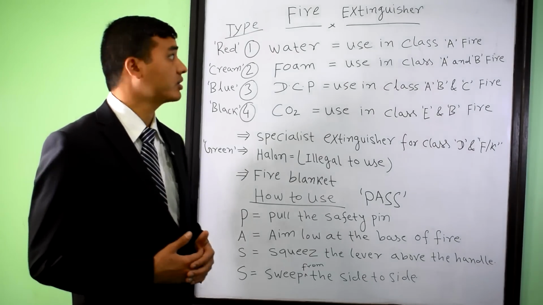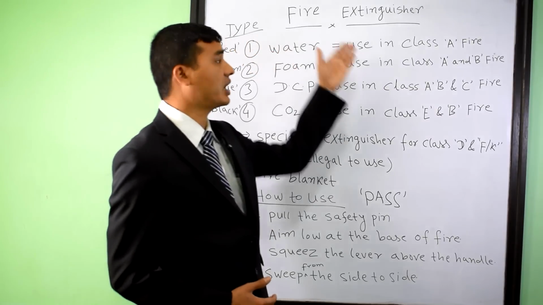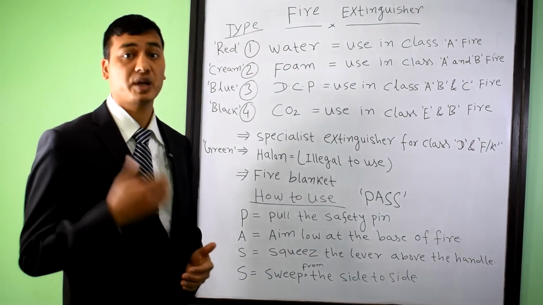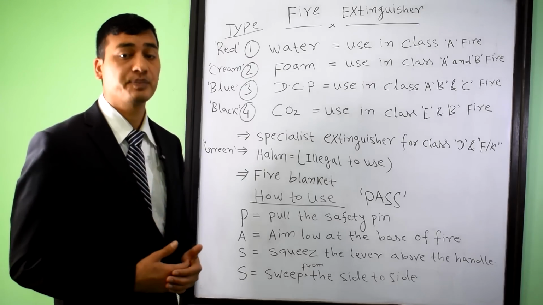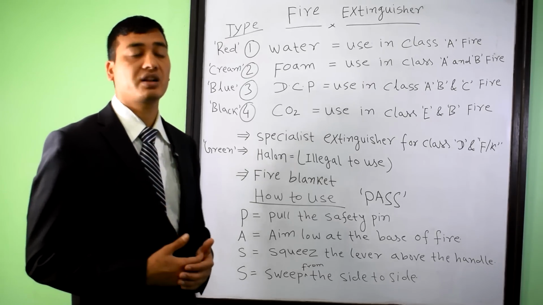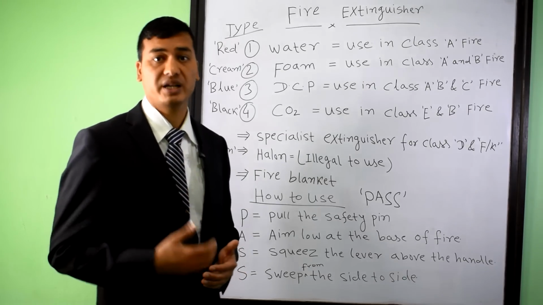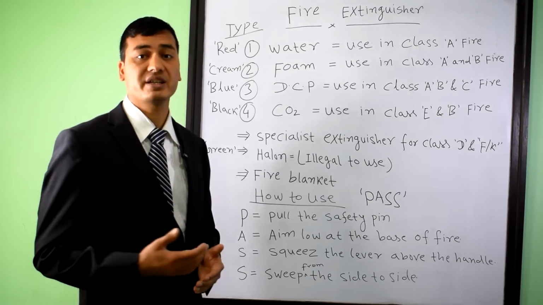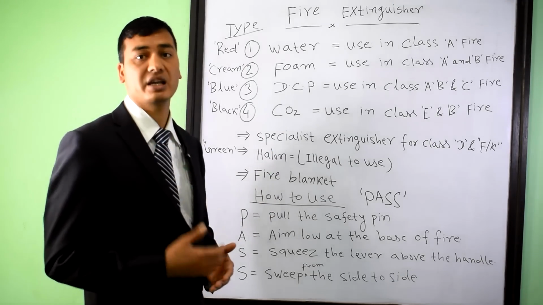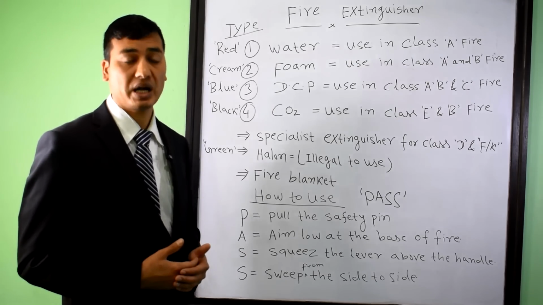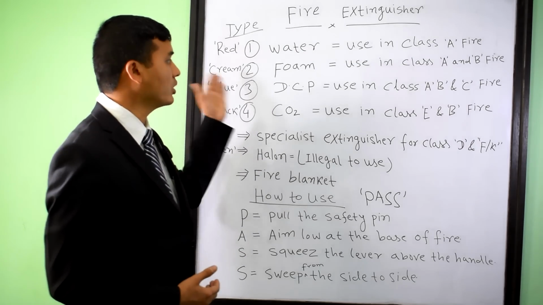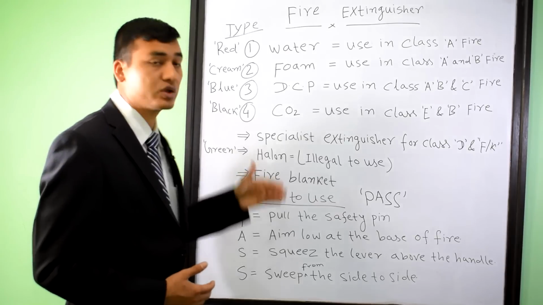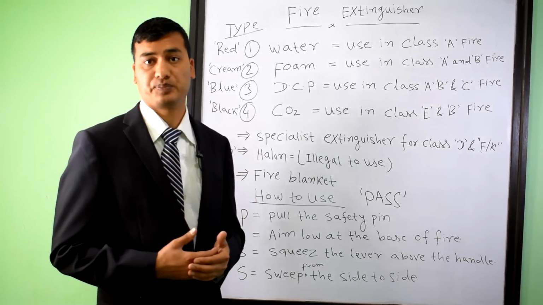Today is my video about the fire extinguisher. Yesterday we learned about the fire and the types of fire, right? We know there are 6 types of fire: class A, class B, class C, class D, class E, and class F or K, right? Today we will learn the types of fire extinguisher and how to use fire extinguisher.